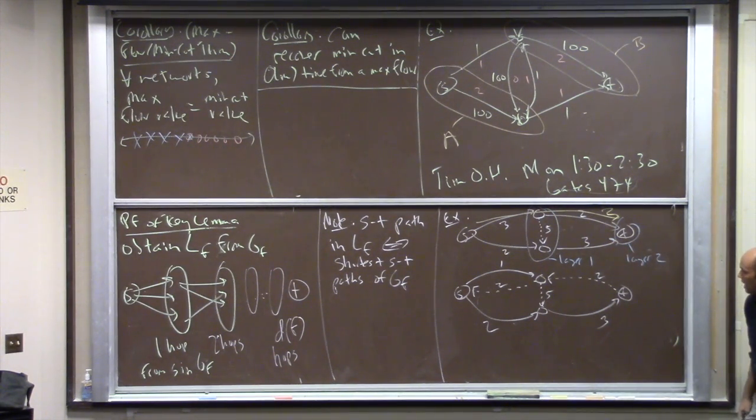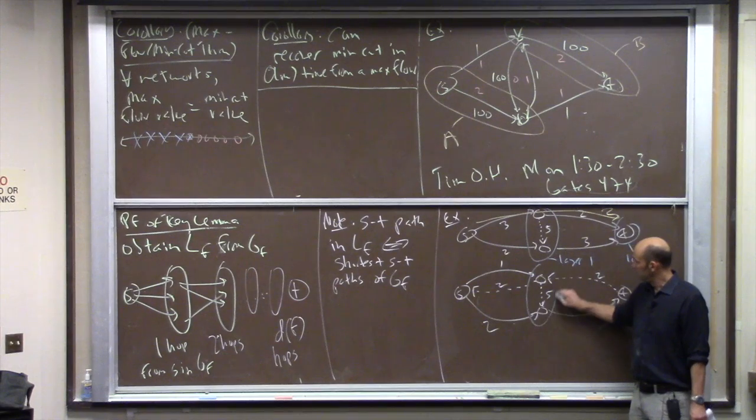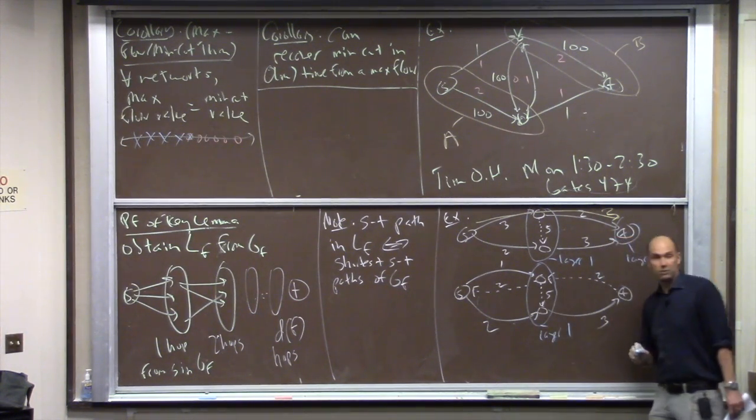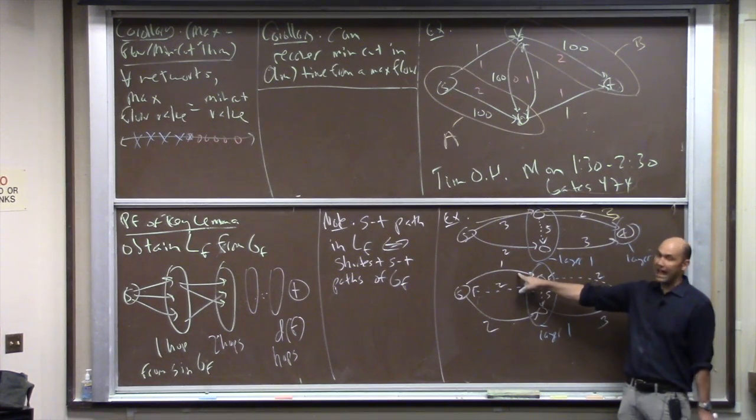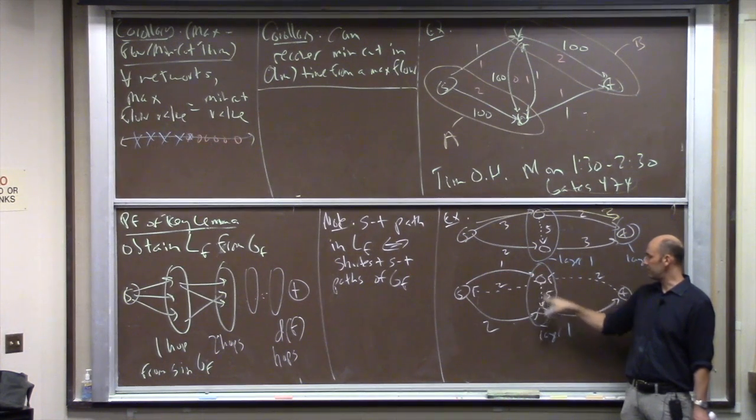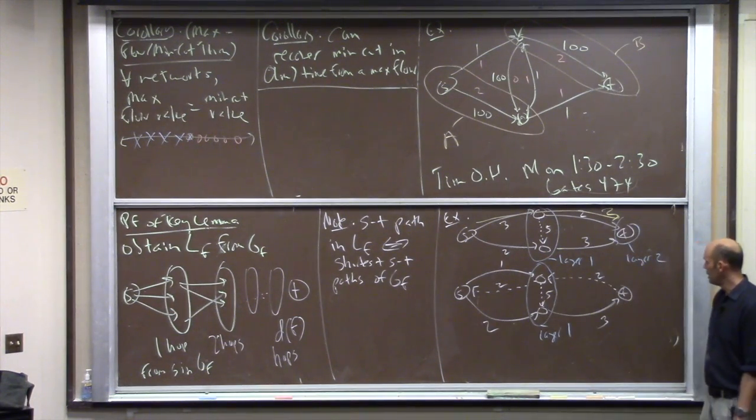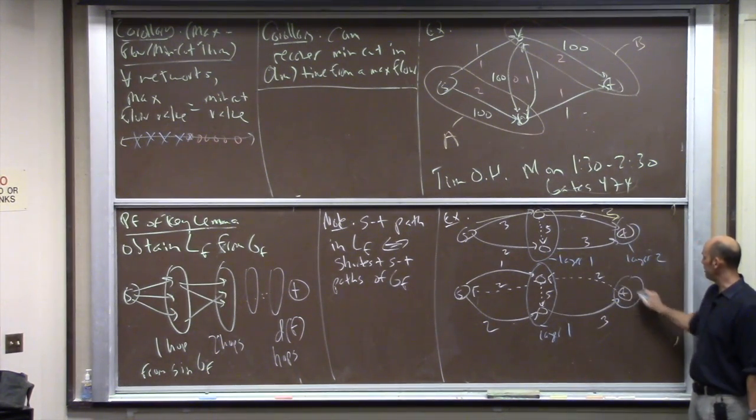So what is layer 1 now? Has it changed? Layer 1 is the same as before. It's true the capacity here is less, but that edge is still there. It still has residual capacity 1. So you can still get to each of these vertices in one hop. So this edge is still a sideways edge. It's still going to be out of the layered graph. And now this is layer 2.